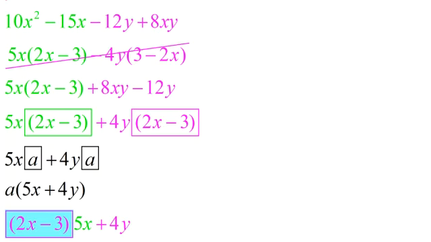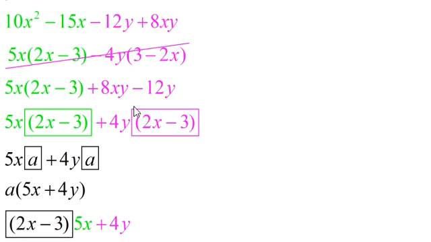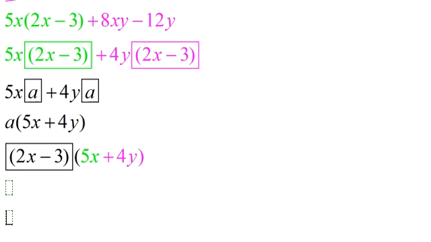I can make it a different color. And then in my parentheses, what's left is the two front pieces. This common factor got factored out, and its coefficients, 5x and 4y, remain. So this is our final answer. It has finally been factored.